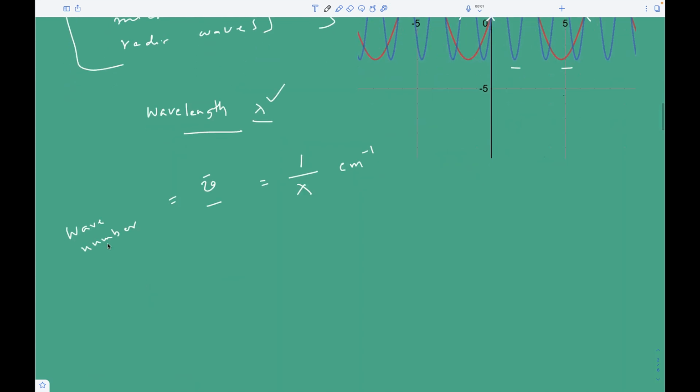Now what does wave number represent? It tells the number of waves that fit in a length of 1 centimeter. So wave number gives the number of waves per 1 centimeter length. So here is one wave, this is 2, 3, 4, 5 and 6. So here in 1 centimeter there are 6 waves. So wave number here is 6 per centimeter. It is as simple as that. Wave number is the reciprocal of wavelength and it tells the number of waves that fit in a length of 1 centimeter.